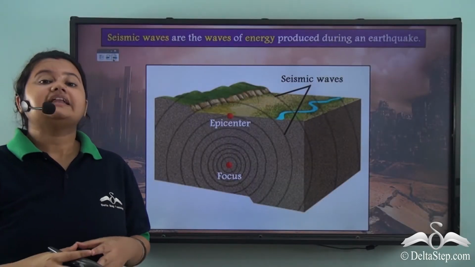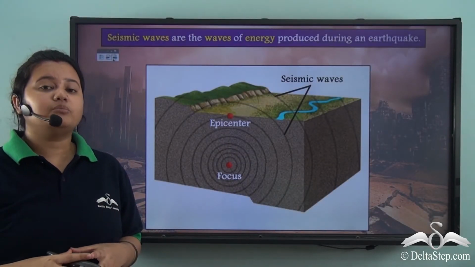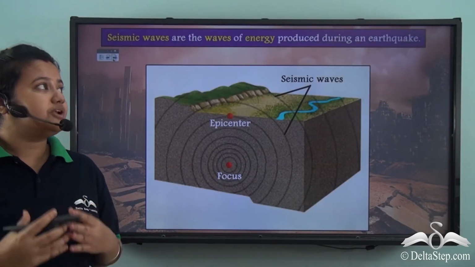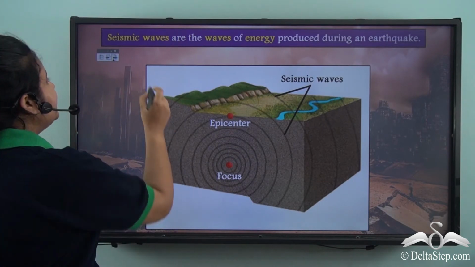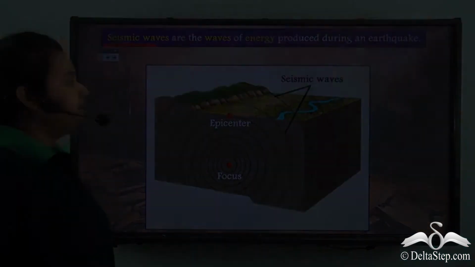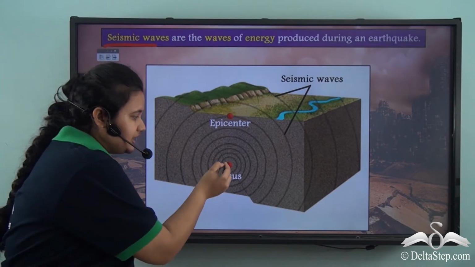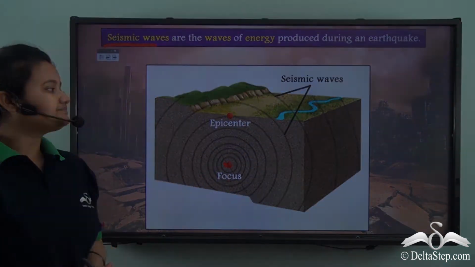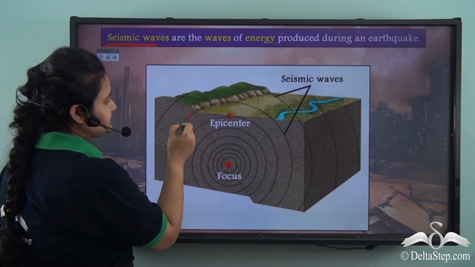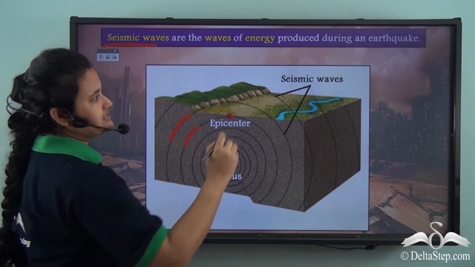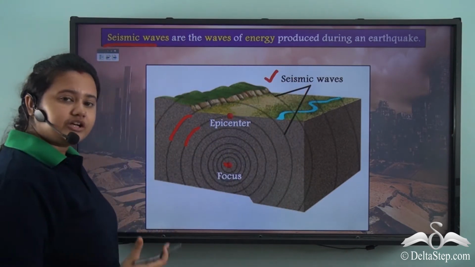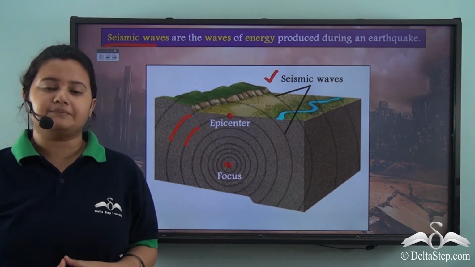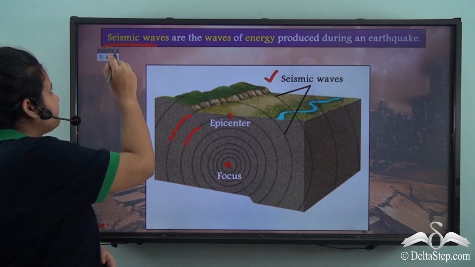During an earthquake, the energy is released in the form of waves or vibration, and these waves of energy produced during an earthquake are called seismic waves. The seismic waves originate from the focus and spread all across the globe. In this picture, these concentric circles represent the seismic waves that are produced during an earthquake. Now, seismic waves are of various types. Let's learn about those types.